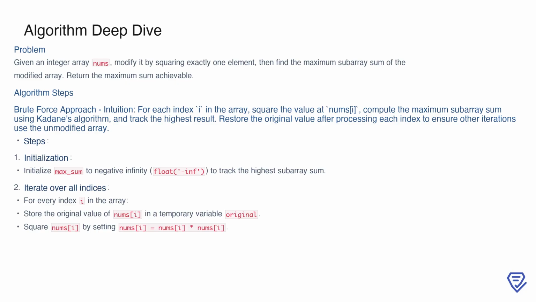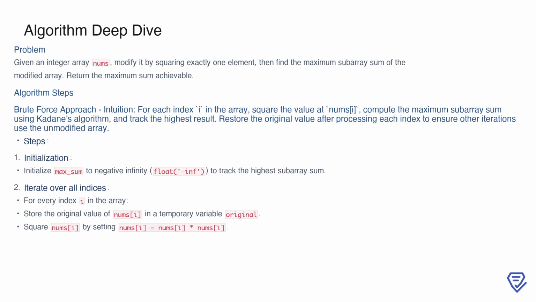The intuition here is to modify the array one index at a time by squaring the value at nums[i], then compute the maximum subarray sum for each modified array. To ensure we can process every index independently, we restore the original value of nums[i] after each computation.